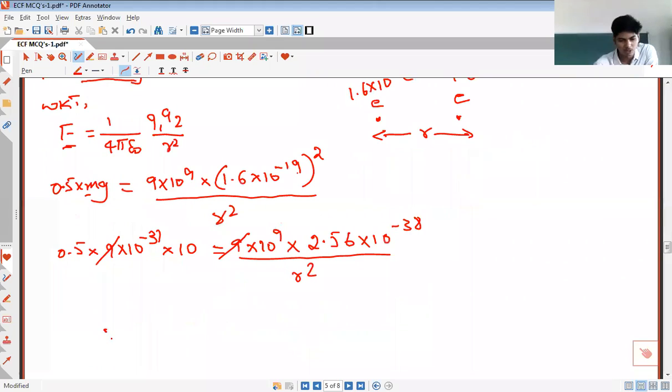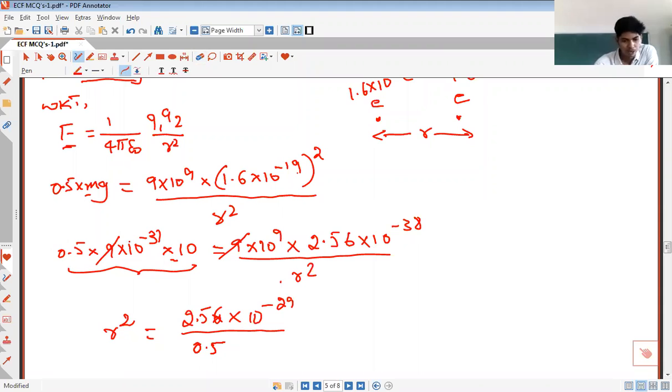r square will now be equal to 2.56 into 10 to the power of minus 38 plus 9. 2.56 as it is, minus 38 plus 9 will be minus 29, divided by, see, this r square is transferred to LHS and this quantity comes to the denominator, 0.5 into 10 power minus 31 into 10, which will be 10 to the power of minus 30. Correct? 10 power minus 31 into 10 will be 10 power minus 30.